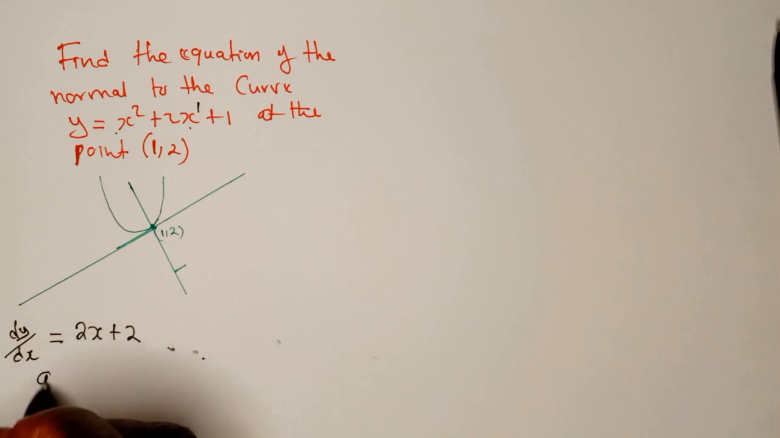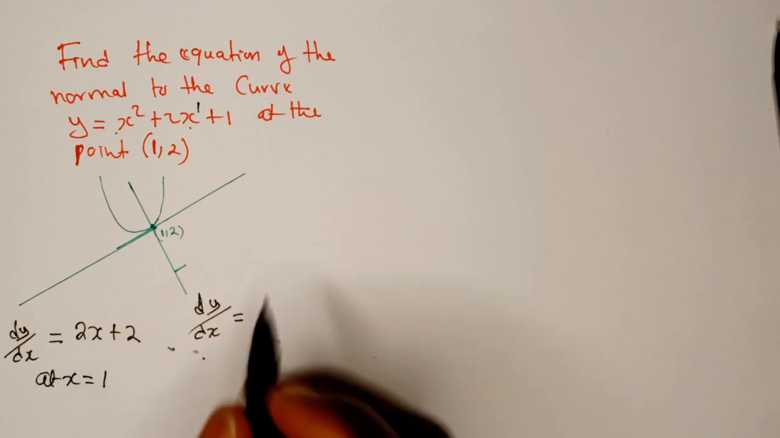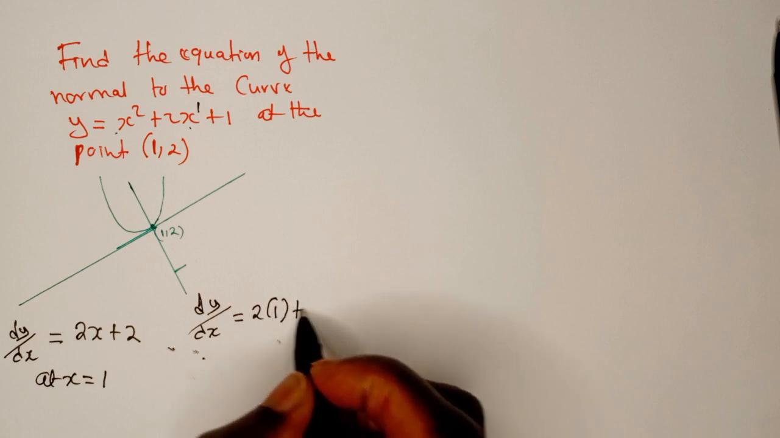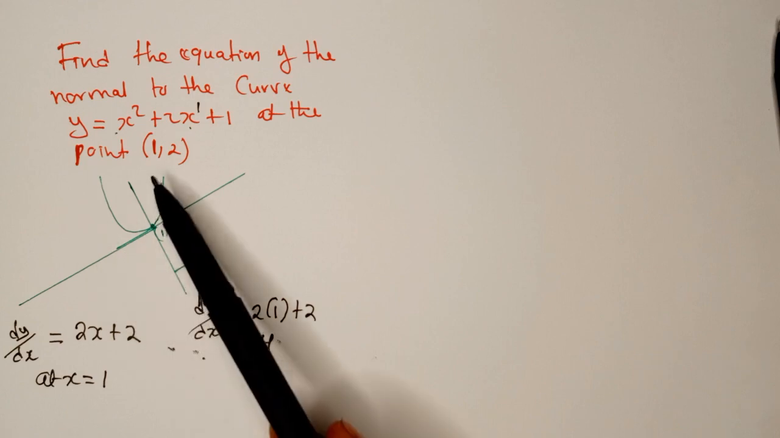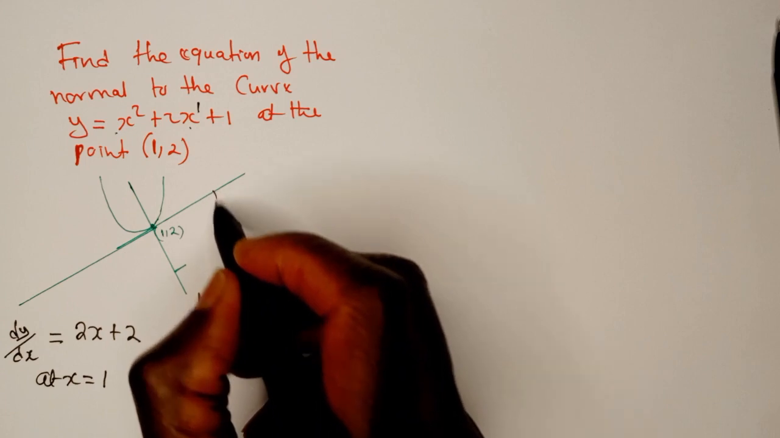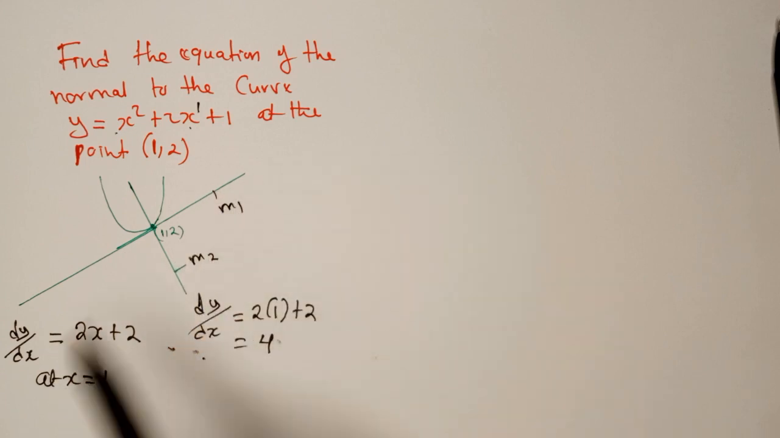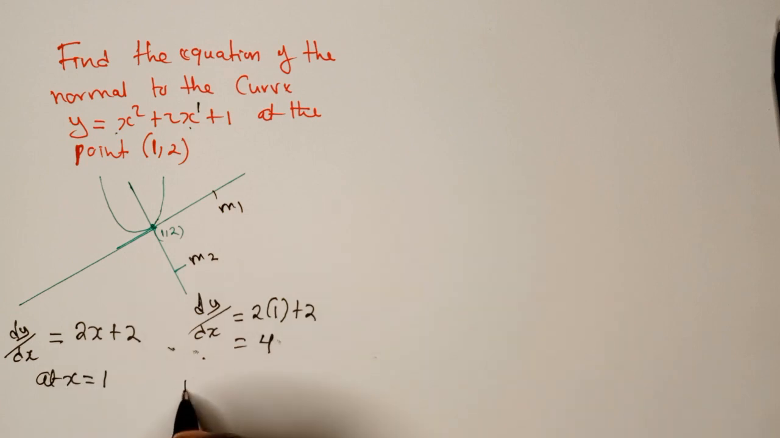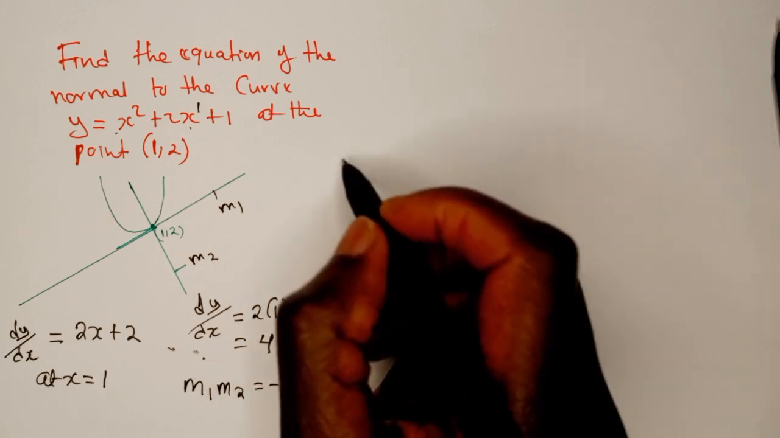So therefore at x equals 1, our dy/dx will be 2 times 1 plus 2, so it is 4. This is the gradient of the curve at this point, and it is also the gradient of the tangent. So we can say this is our m1 and this is our m2. Using the concept of perpendicular lines, if I take m1 and multiply by m2, it is supposed to give me minus 1. Then we have m1, which is 4.